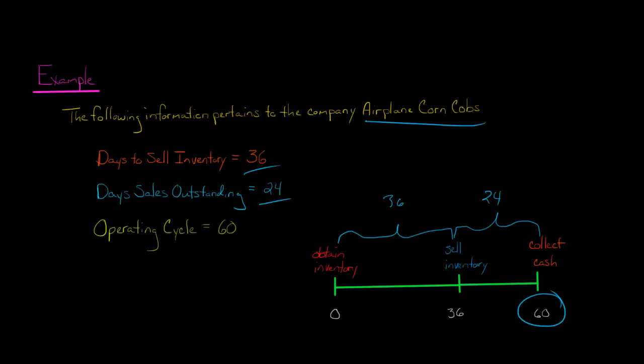So this company, from the time they get the corn cobs, from the time they obtain the inventory, it's going to be 60 days before they actually get cash for that inventory.